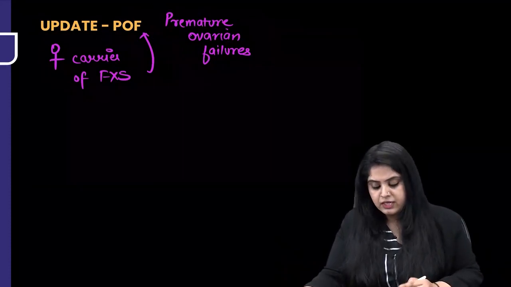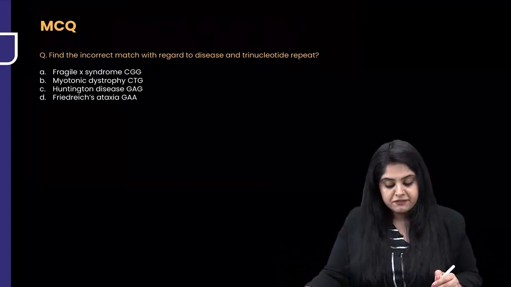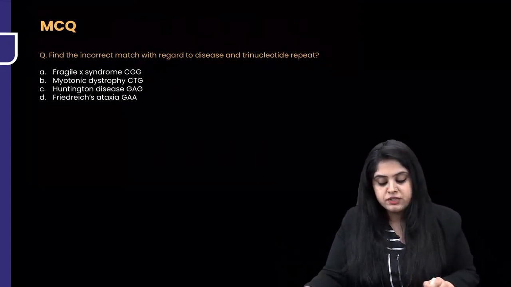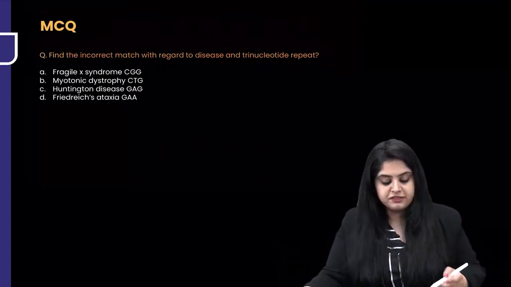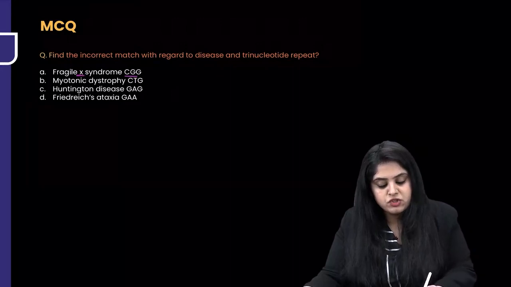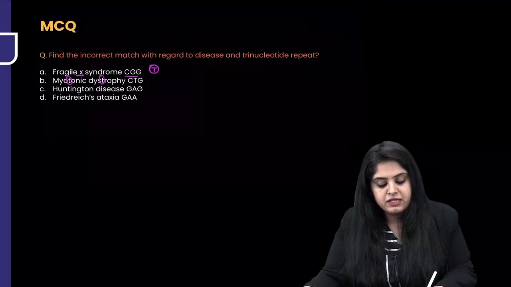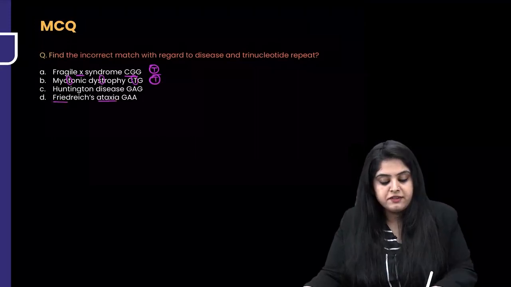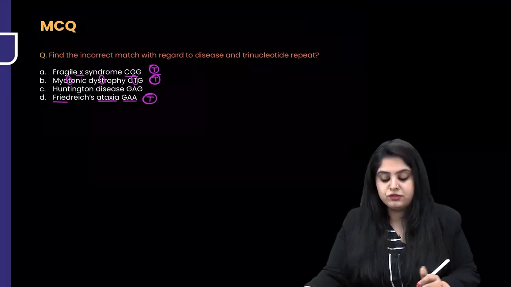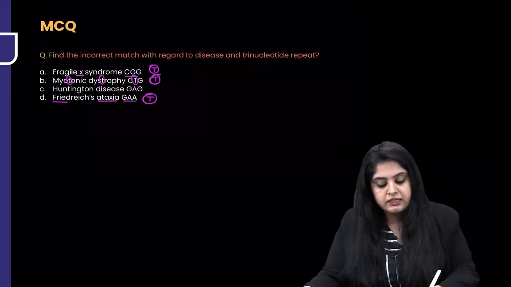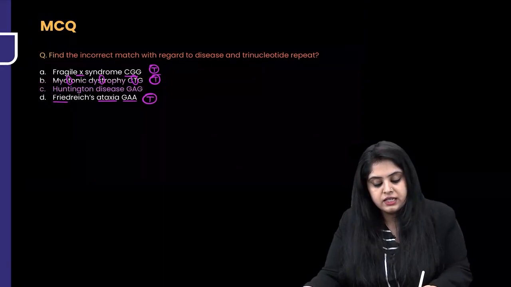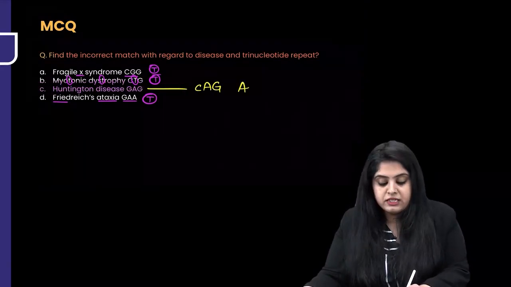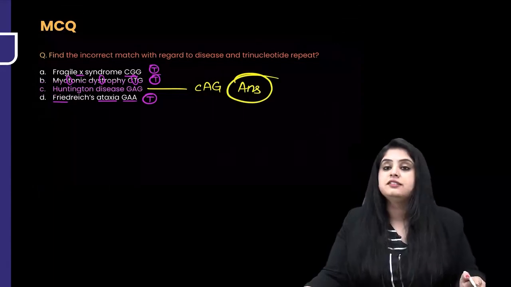I hope that's okay. We can have a quick question over here. Find the incorrect match with regard to the disease and the trinucleotide repeats. For Fragile X syndrome, is it CGG? Correct. For myotonic dystrophy, is it CTG? Correct. For Friedreich's ataxia, it is also correct. But for Huntington, is it GAG? No, Huntington was supposed to be a CAG repeat. So that is the incorrect match. That is the answer that you have.